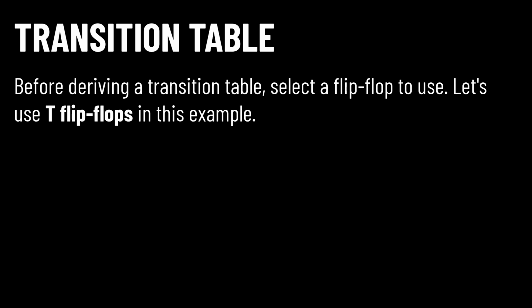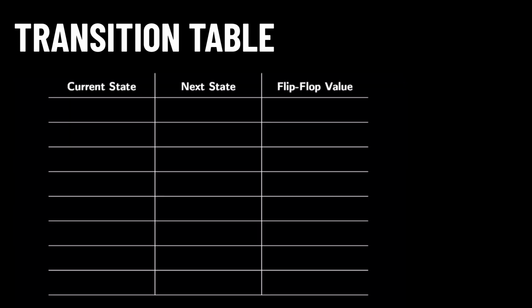The transition table can be used to design the circuit. At this point, as the circuit designer, we must make a decision about what type of flip-flop to use. Let's design this counter using T flip-flops. Our transition table contains a column of current state values. Note that I use a modified gray code in my transition tables.